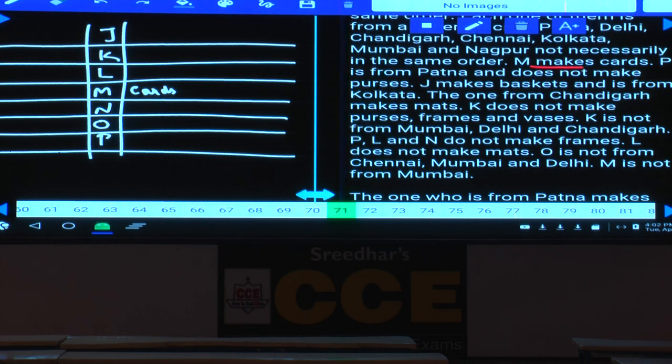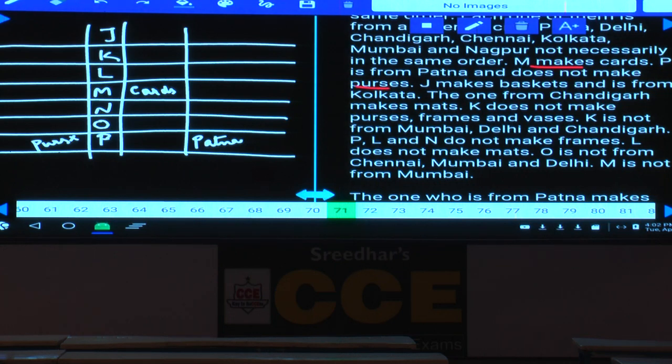M makes cards, and P is from Patna. Now P from Patna is also clearly given. And P does not make purses. Hence, write down purses and put a cross. Done with this? Write down purses and put a cross. And this is how to represent the data.